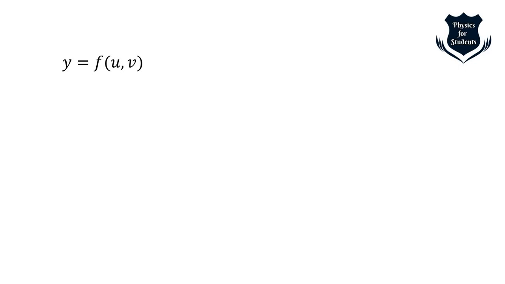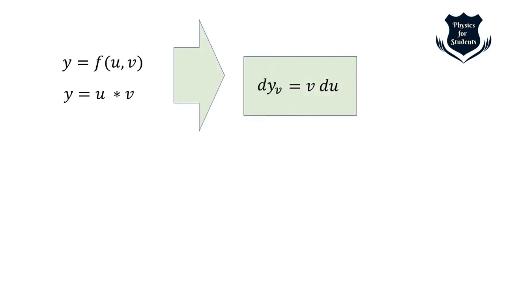So if we get a kind of a function like this, y equals f of u and v, we can write it simply as y equals u multiplied by v, and if we treat v as constant, right, and differentiate with respect to u, we get this one, dy sub v equals v du. So here we treat v as constant and we differentiate with respect to u. I think this is quite common, you know this. So here I have written it in red, that v is constant.